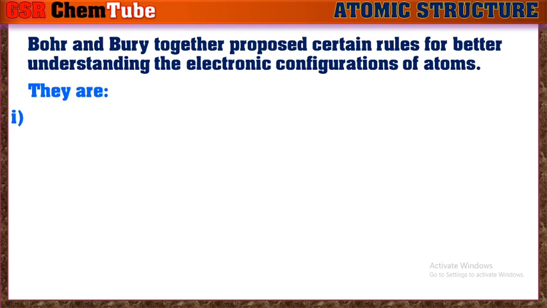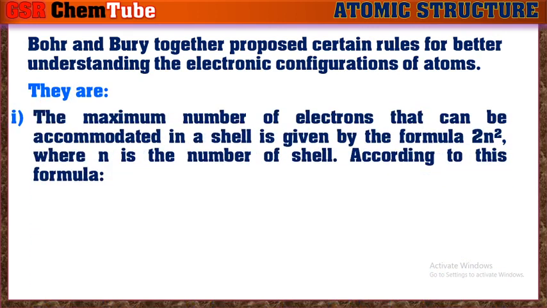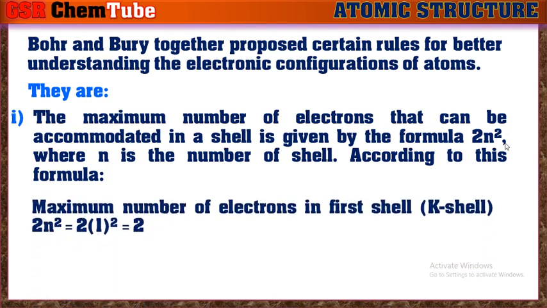The first one is that the maximum number of electrons that can be accommodated in a shell is given by the formula 2n square, where n represents the number of the shell. According to this formula, the maximum number of electrons that can be accommodated in the first shell is found by substituting 1 in place of n. We get 2. That means only 2 electrons can be accommodated maximum in the first shell.